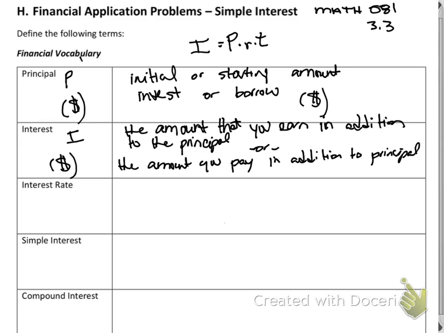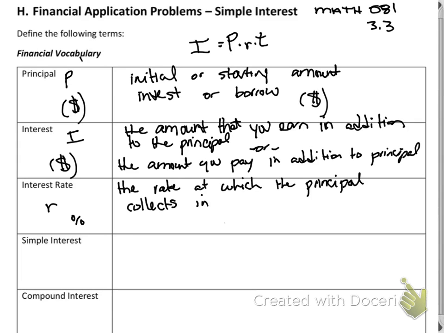Then we have the interest rate R. The interest rate is going to be given to you as a percent, and this is just the rate at which the principal collects interest. We are going to be dealing with simple interest in this section.